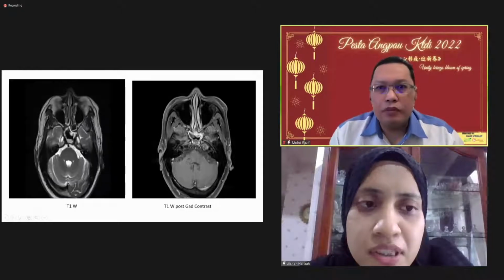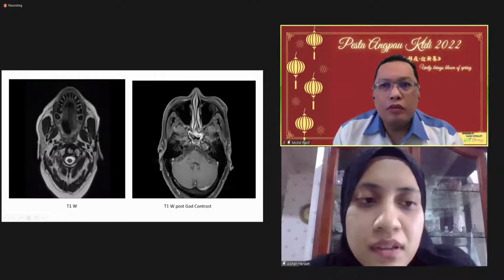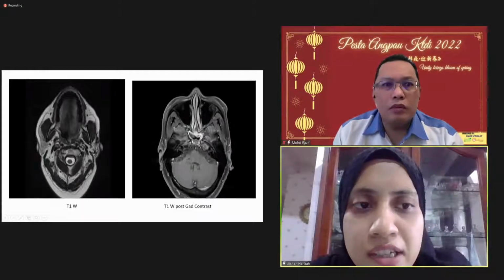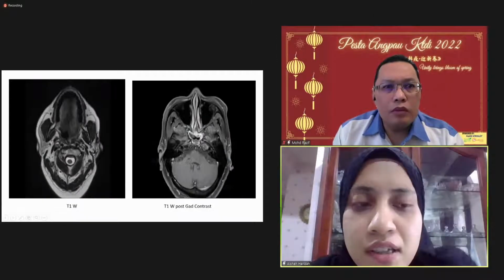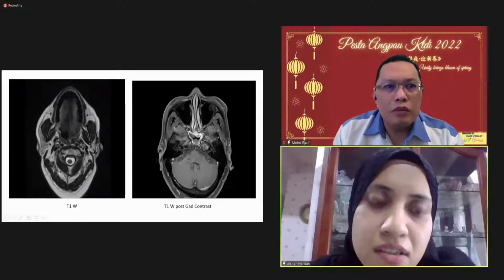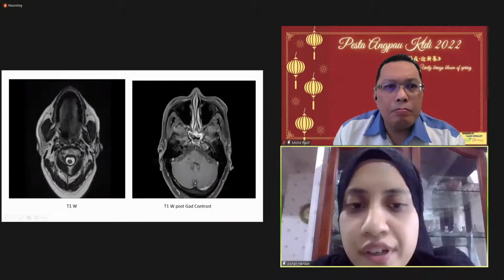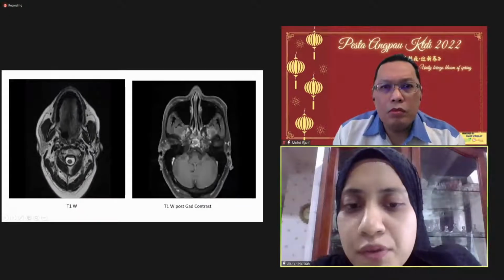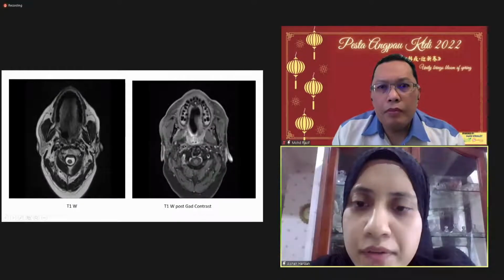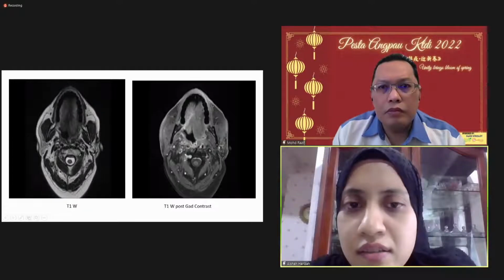So you can see from the T1 weighted, please focus on the here. You can see there is a mass which is non-enhancing at the T1 weighted image over the right lateral border of the tongue. However, comparatively on the T1 weighted post gadolinium contrast, you can see there is a moderate enhancement seen here.